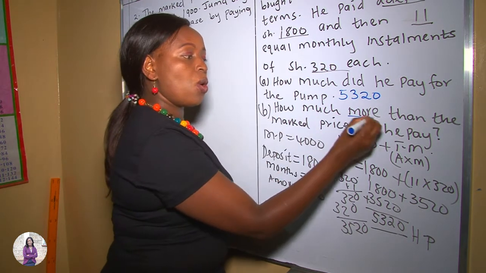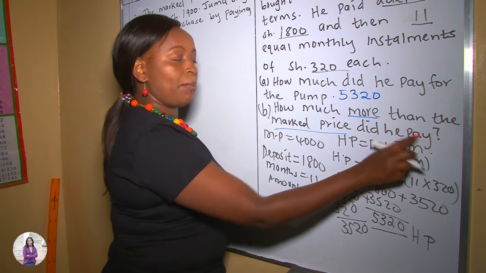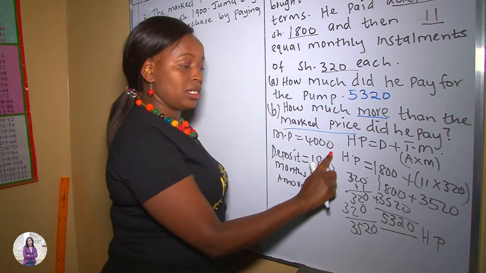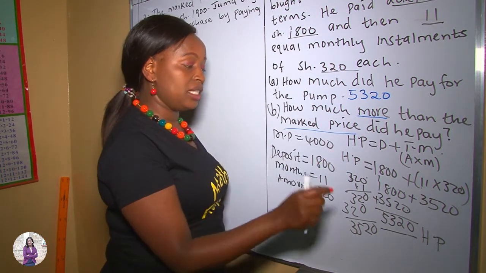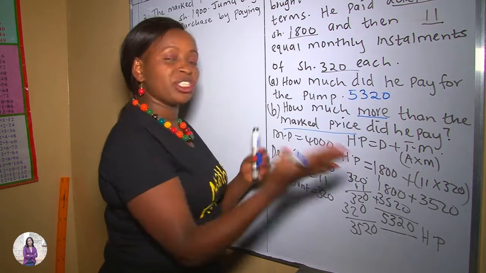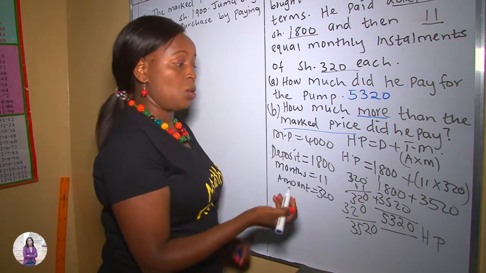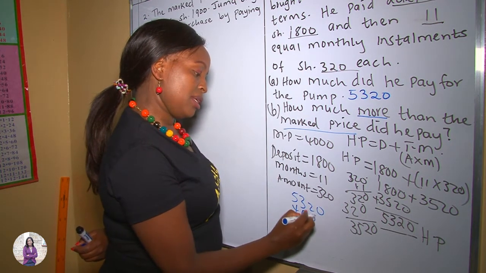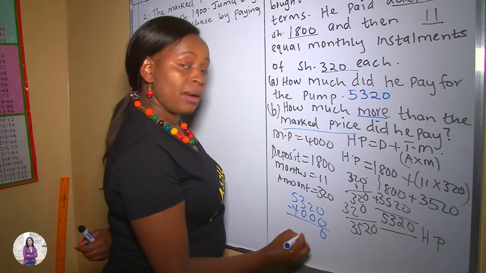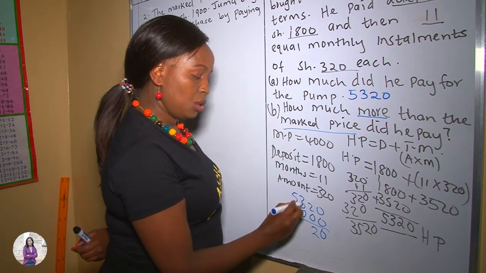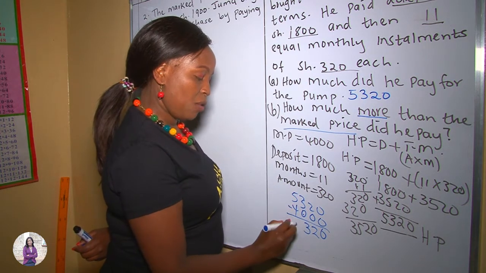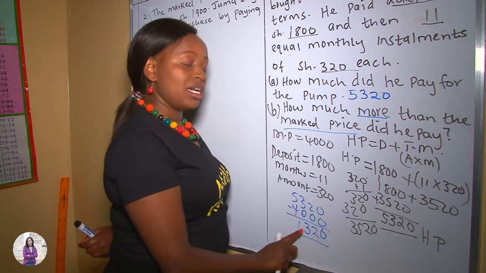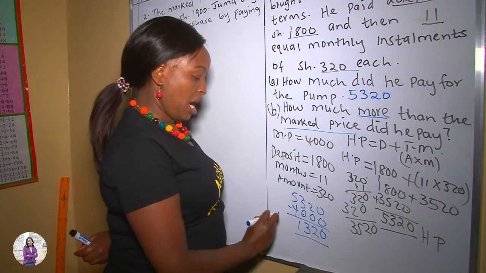How much more than the marked price did he pay? If he was to buy at the marked price, he would have paid 4,000. But because he bought on hire purchase, he paid 5,320. So how much more did he end up paying than the cash price or marked price? We say hire purchase take away the marked price, which is 4,000. 0 take away 0 is 0. 2 take away 0 is 2. 3 take away 0 is 3. 5 take away 4 is 1. So he paid more than the marked price by 1,320. And we have answered our question B.